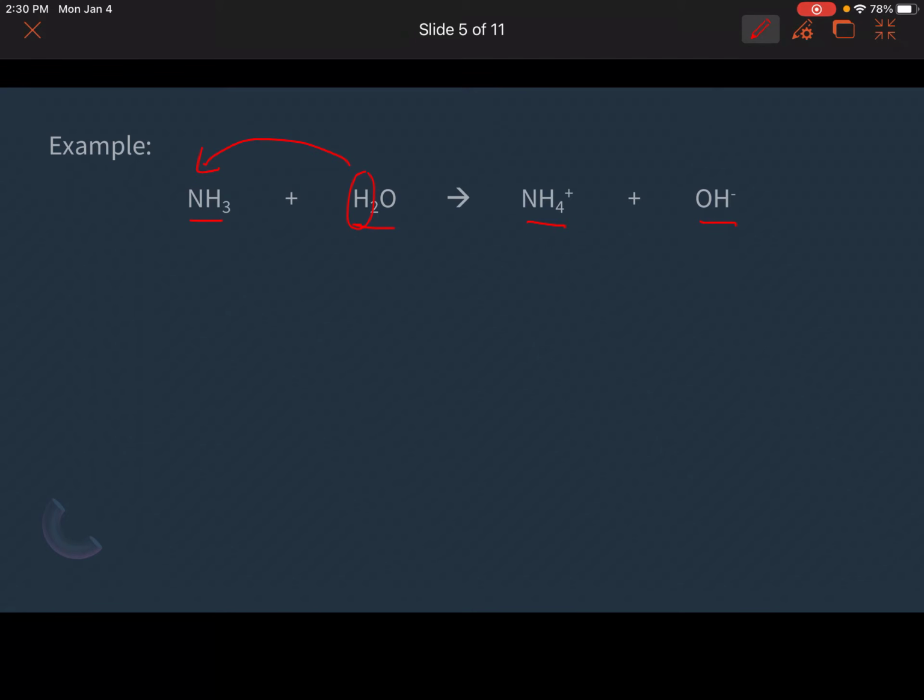So in this case, the ammonia is the proton acceptor, which makes this one the base. The water is the proton donor, which makes it the acid. And this is where we get our OH- from. So this is why NH3 is considered a base, because when you put it in water, it takes one of the H+, one of the protons from water, leaving OH-, and this is where we get our basic solution from, that OH-.